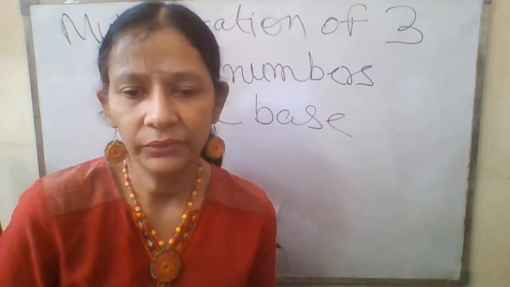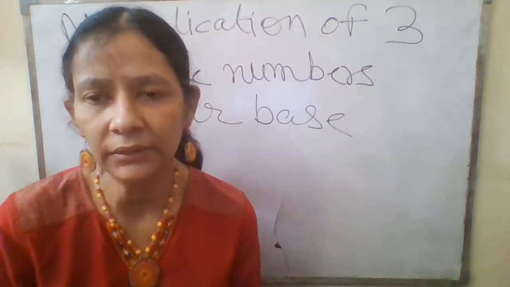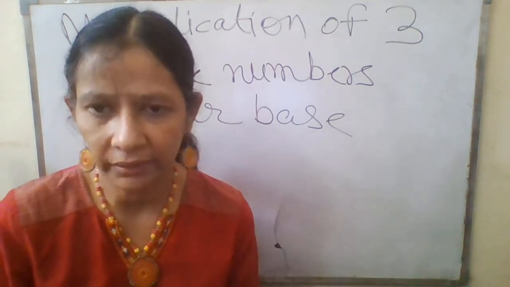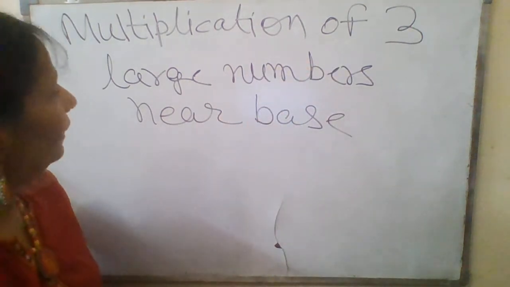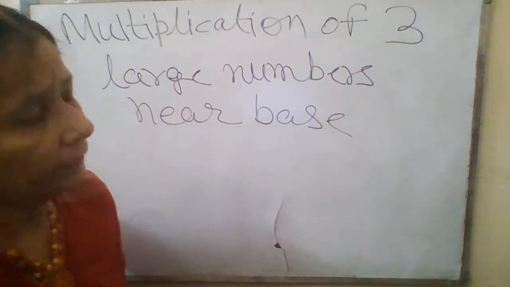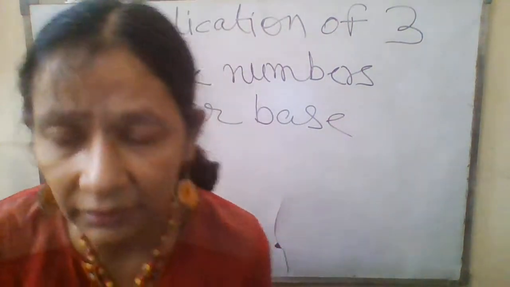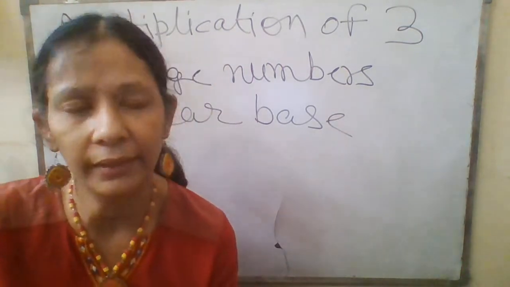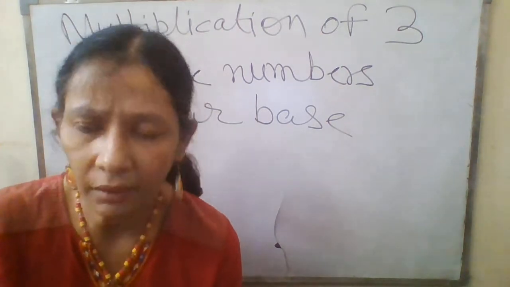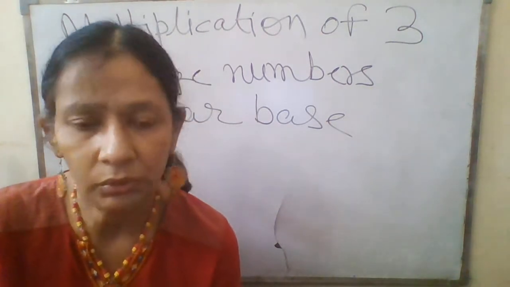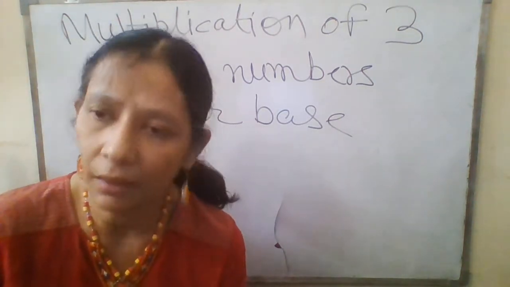Hello everybody. Today I am going to teach you multiplication of three large numbers, and these large numbers are near some base. See how. In this I am going to teach you three large numbers near the base. We have three cases: one is above the base, another is below the base, and another is both below and above the base. Today I am going to discuss only one case with you, that is above the base.